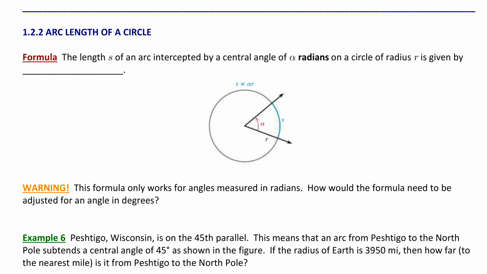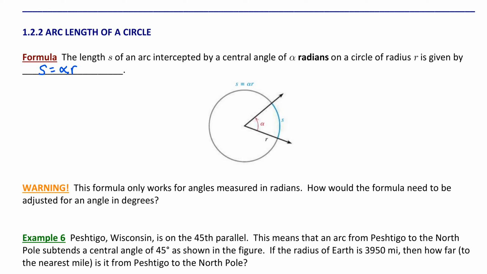With the utility of the radian measure of an angle, we can find a useful formula for the arc length of a circle. Here's the formula. The length S of an arc intercepted by a central angle of alpha radians on a circle of radius r is given by the formula S equals alpha r. Please memorize that very important and useful formula. Let's talk about where it comes from.